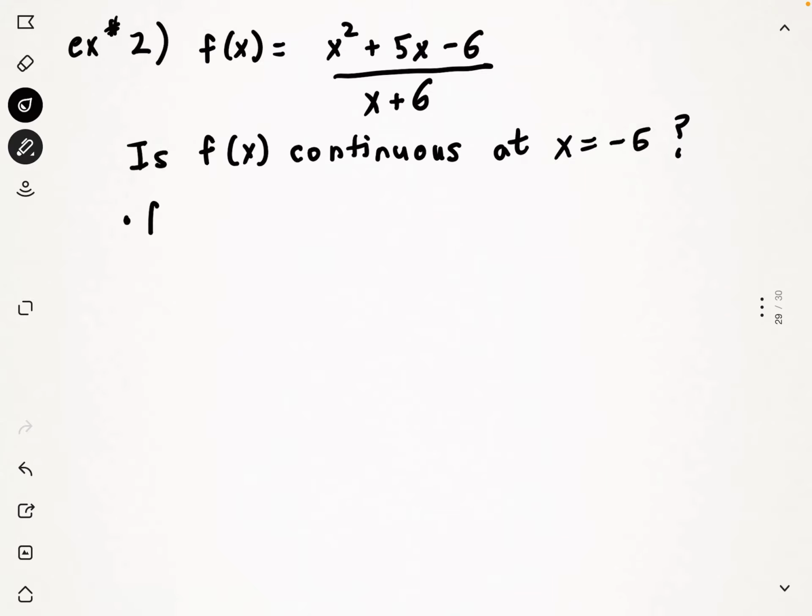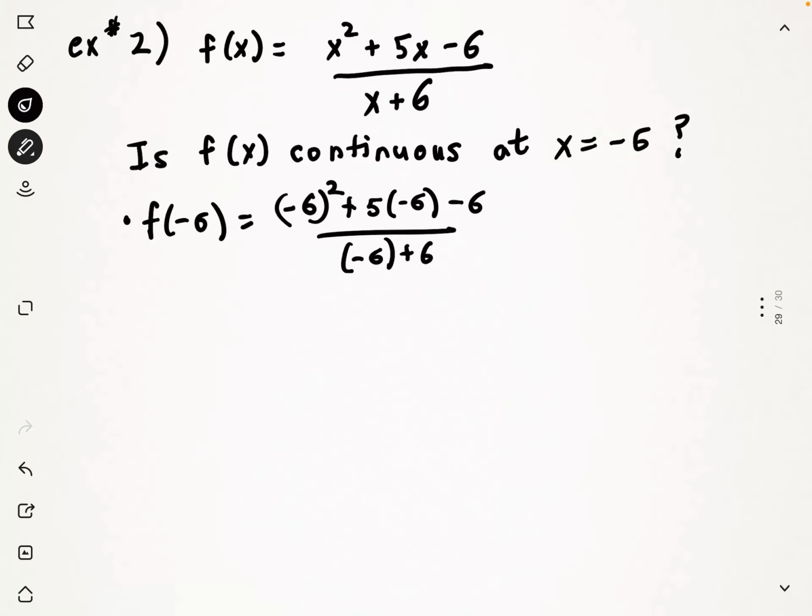First thing is, we have to see, does f of -6 exist? And the answer to that is no, because if we plug in -6 for x, you can see right here that we are going to come across a situation where we have 0 over 0. That is not a defined answer. f of -6 does not exist, and it fails the first condition. If it fails the first condition, then it cannot be continuous. There's no reason to continue on to the second and third point.